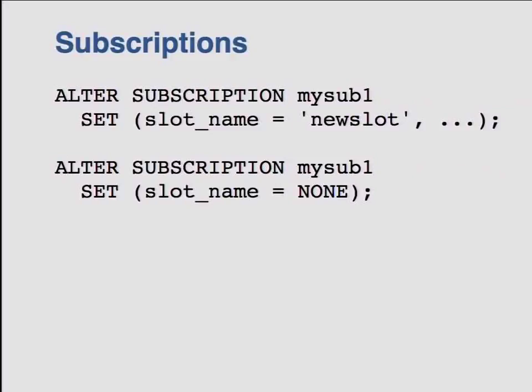But if the publication site is gone, the host is no longer there, or you can't reach it, the drop subscription would fail, because it will try to reach out, it's not there, and it will fail. So you have to use these options to tell it that the slot is no longer there, and then you can drop it. Those are fiddly options that are necessary because you have these distributed failure cases.